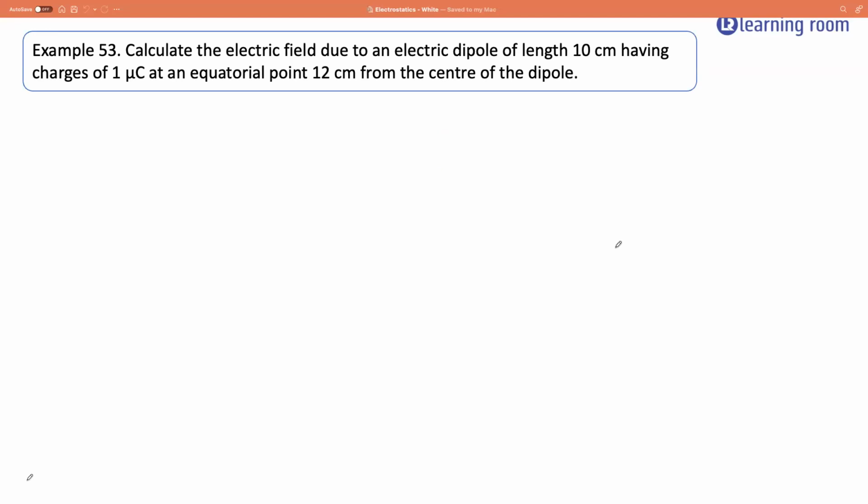Next, calculate the electric field due to an electric dipole of length 10 centimeter having charges 1 microcoulomb at an equatorial point 12 centimeters from the center of the dipole.